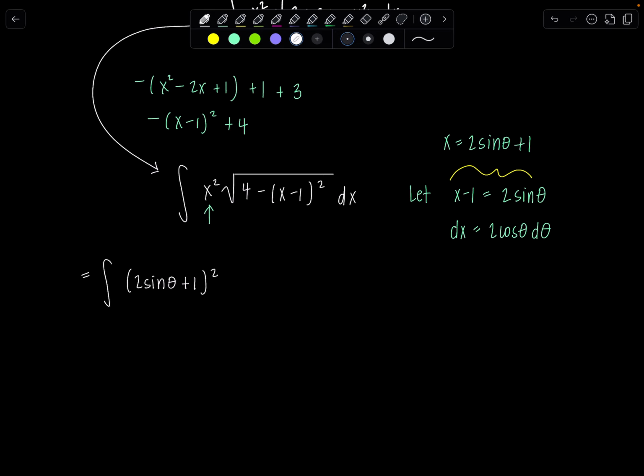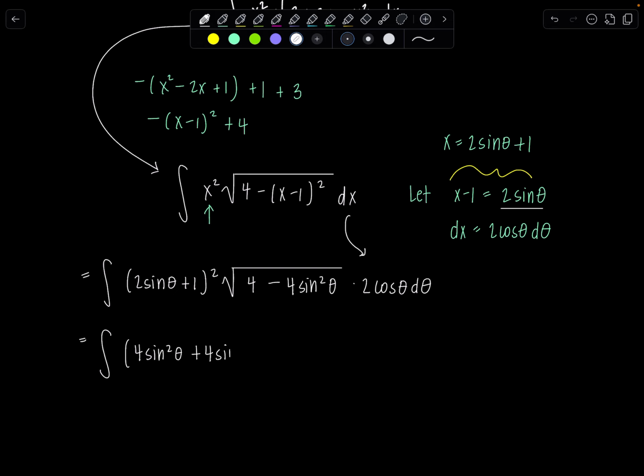That's my x squared. And then we have square root 4 minus, instead of x minus 1 squared, I'm going to have 2 sine theta squared, which is going to be 4 sine squared theta. And then dx is 2 cosine theta d theta. Perfect. Okay, let's multiply everything out. So we've got here 4 sine squared theta plus 4 sine theta plus 1. Don't forget to FOIL. Don't lose that middle term.